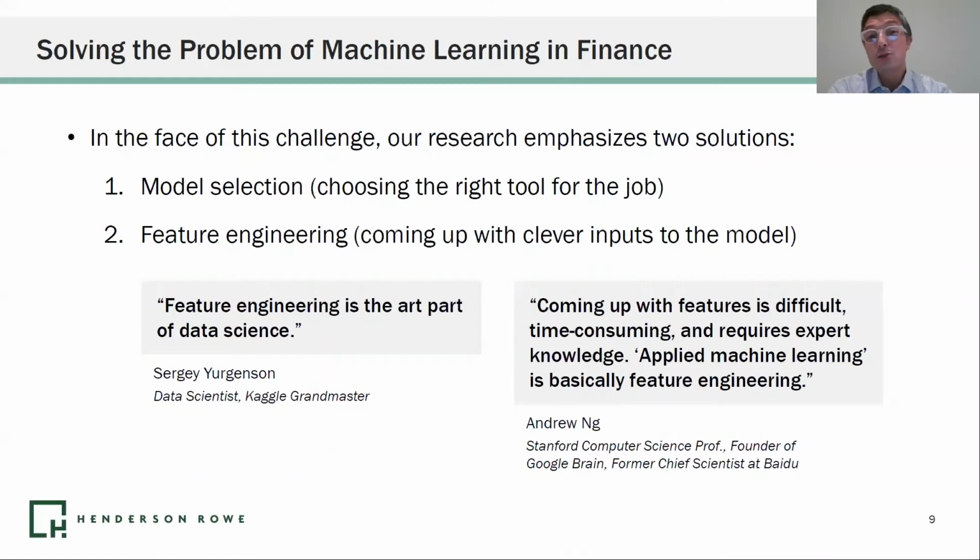Now, we find it's possible to overcome those challenges. And there are two ways that we typically think about surmounting this obstacle. The first is model selection. And it turns out there are many, many models we could choose from when we're building machine learning tools for investing, and some are better than others.